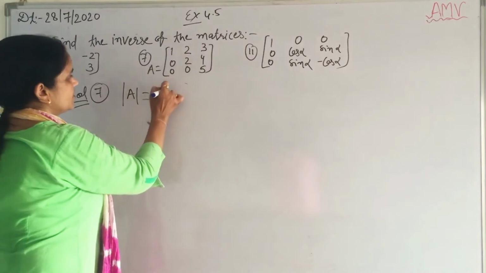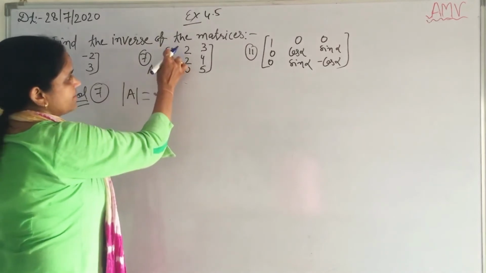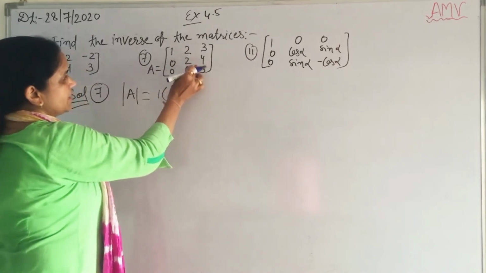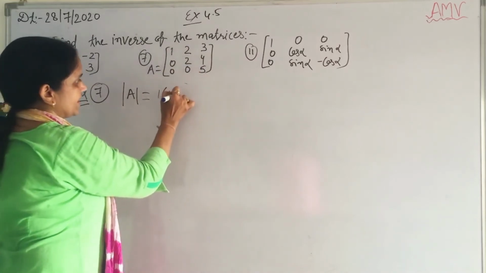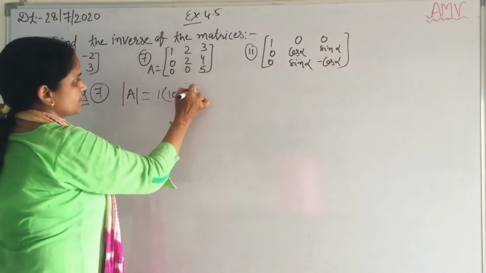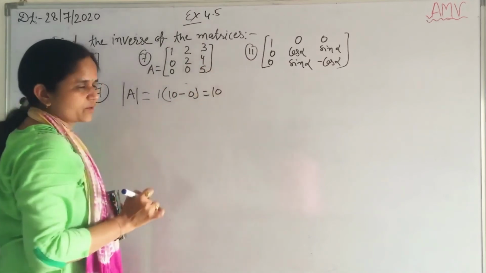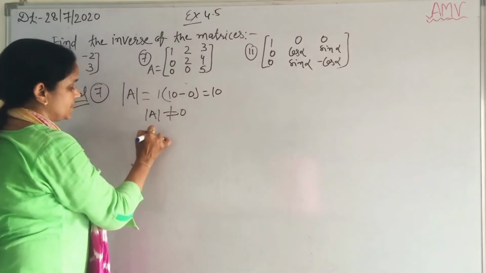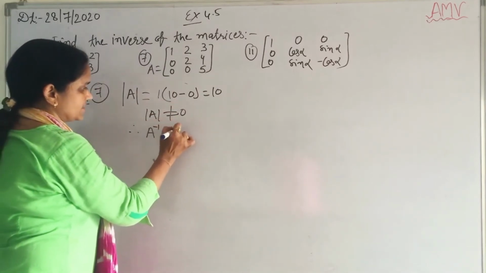So first column and first row will cancel, and we will have to multiply. 5 2s are 10, and here 4 into 0, it's 0, so it's 10. Okay, so here also, students, this is not equal to 0. It means inverse exists.